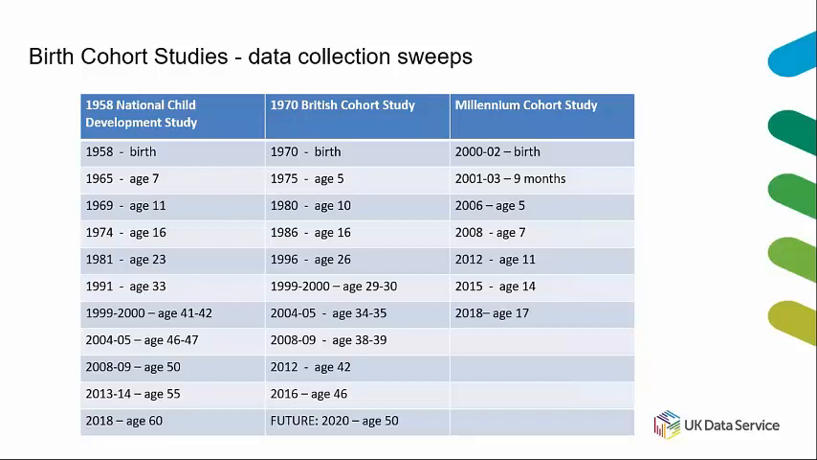So the 1958 National Child Development Study followed the lives of an initial 17,415 people born in England, Scotland and Wales in that single week of 1958. The British Cohort Study followed the lives of around 17,000 people born in England, Scotland and Wales in a single week in 1970. And the Millennium Cohort Study follows the lives of about 19,000 young people born across England, Scotland, Wales and Northern Ireland in 2000 to 2002. And the original sample size for that was 18,818.